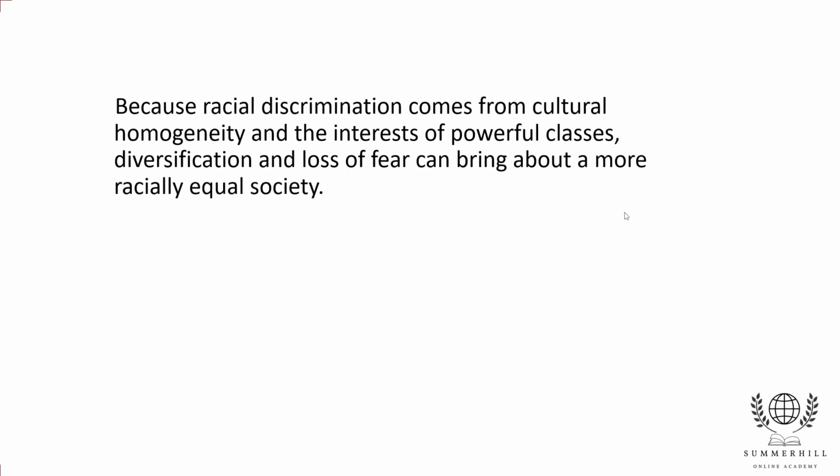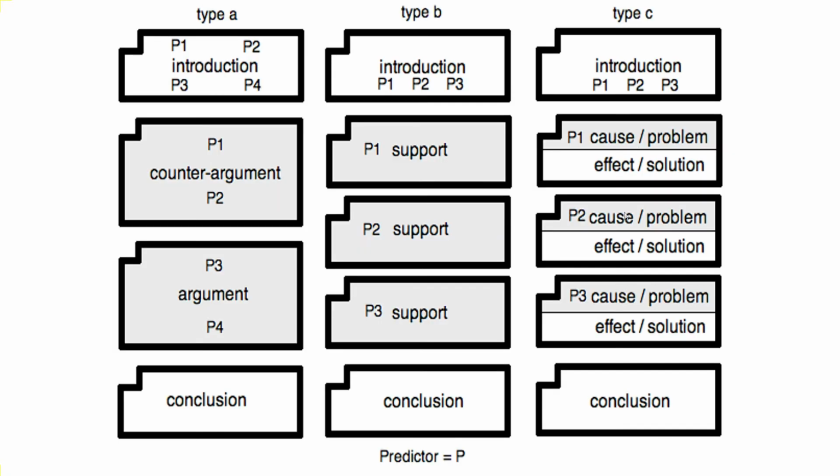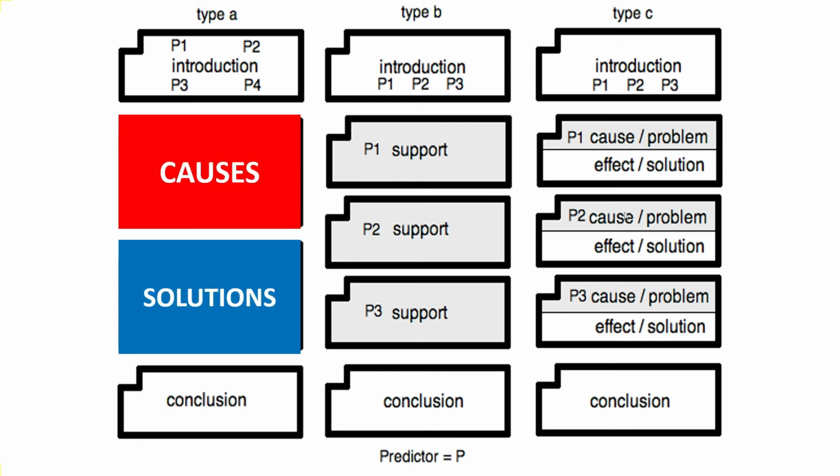Okay, so as an example for a thesis statement, I could say, because racial discrimination comes from cultural homogeneity and the interests of powerful classes, diversification and loss of fear can bring about a more racially equal society. So in this particular thesis statement, we have 2 predictors that talk about causes and 2 predictors that show solutions to racial discrimination. So that would be a Type A response. Two points for causes, 2 points for solutions.